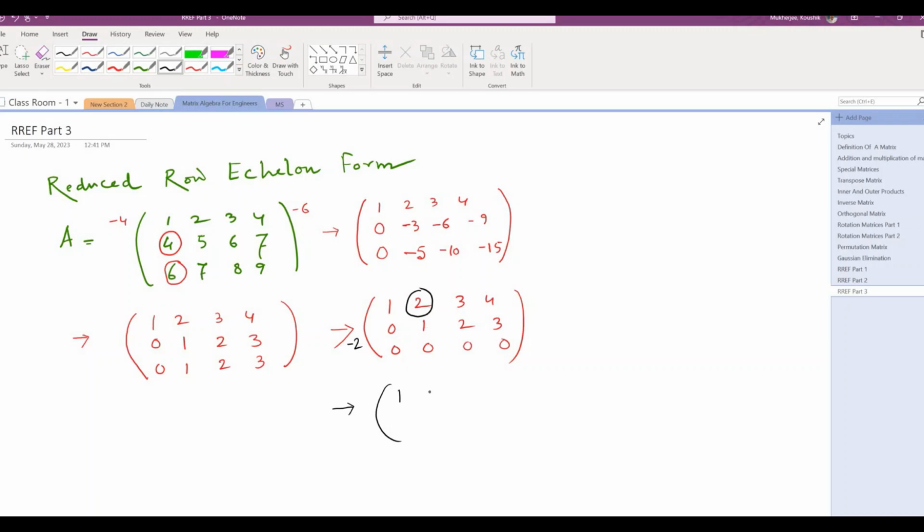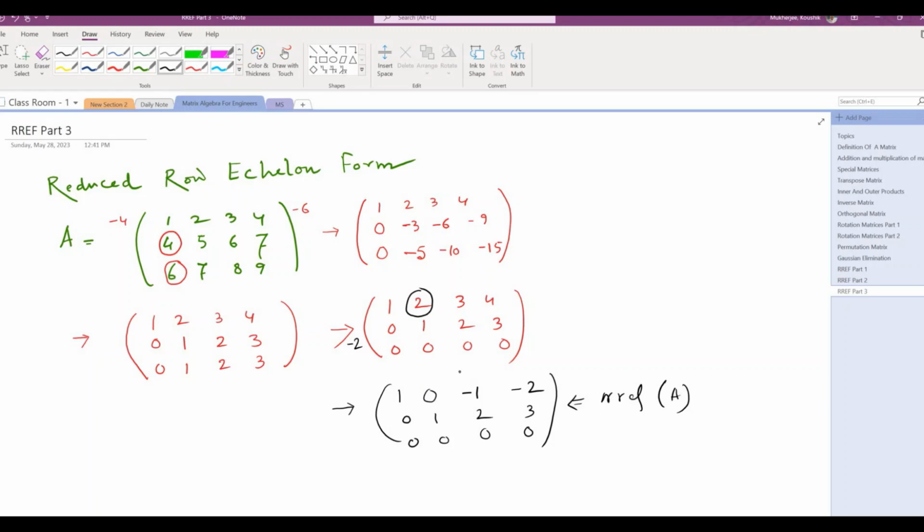add it, so 1 will be there like that, but this will be 0, and this is minus 4 plus 3, so minus 1. This is minus 6 plus 4, so minus 2. And this one will be 0, 1, 2, 3, 0, 0, 0, 0. So now this is actually in the RREF of matrix A. This is the form. Okay, so this is the matrix and this is the RREF form of this one.